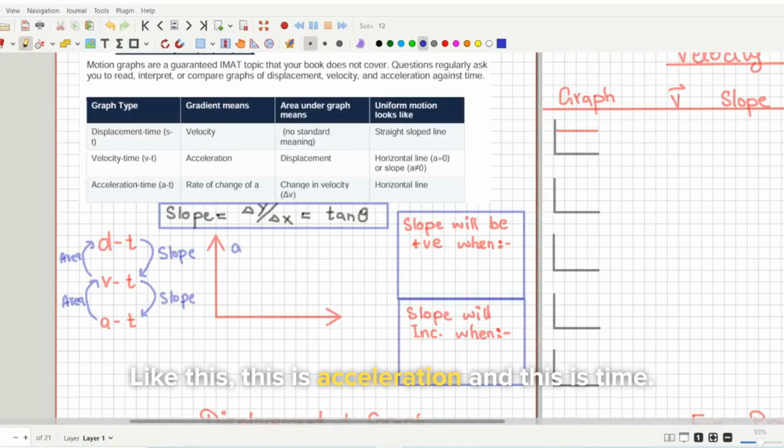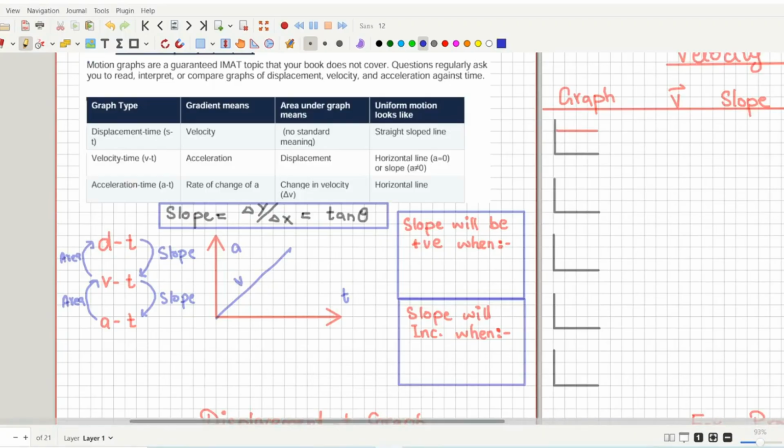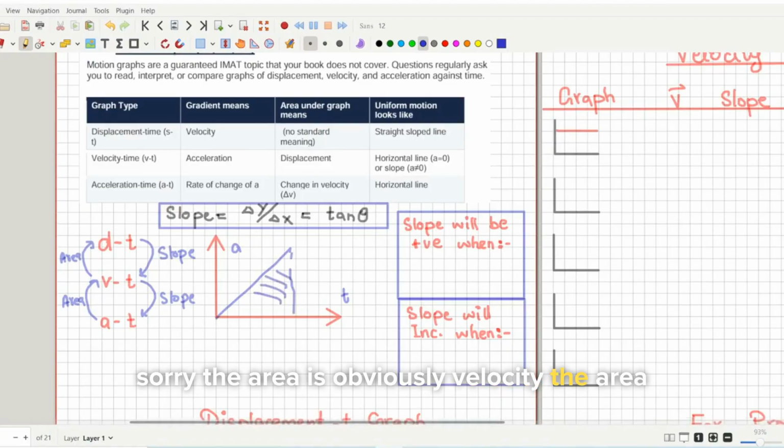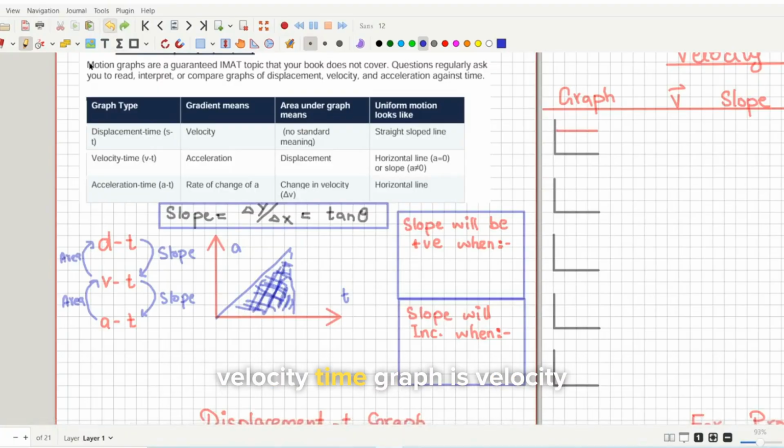Like this is acceleration and this is time, and under this slope, the slope is obviously velocity, right? Sorry, the area is obviously velocity. The area under acceleration is velocity, right? It will tell you how much speed or how much velocity there is for that graph. So the area under the acceleration time graph is velocity.